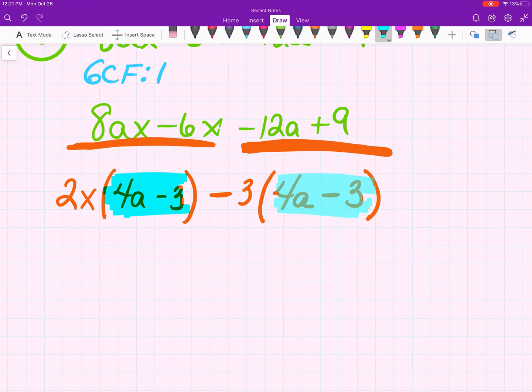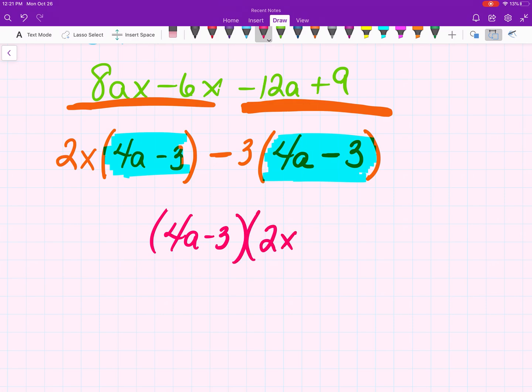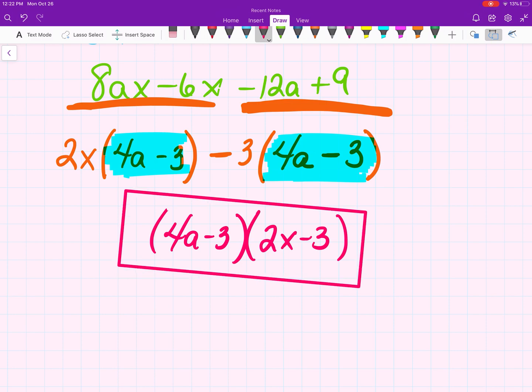Again, with 4 terms, you just don't have to do the magic X. That's all that's different. Okay, let's write down our chunk. Our chunk is 4a minus 3. What's left over? 2x minus 3. There we go. If we were to FOIL that, we'd get that same answer. We'd get this answer back. Okay? Well, that's cool how the box went sideways.